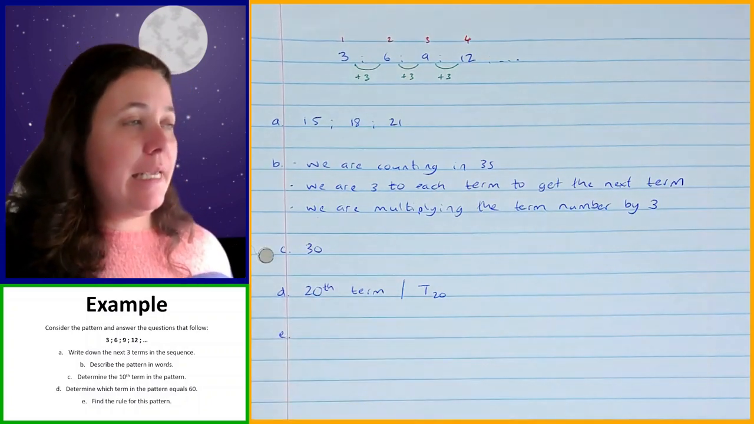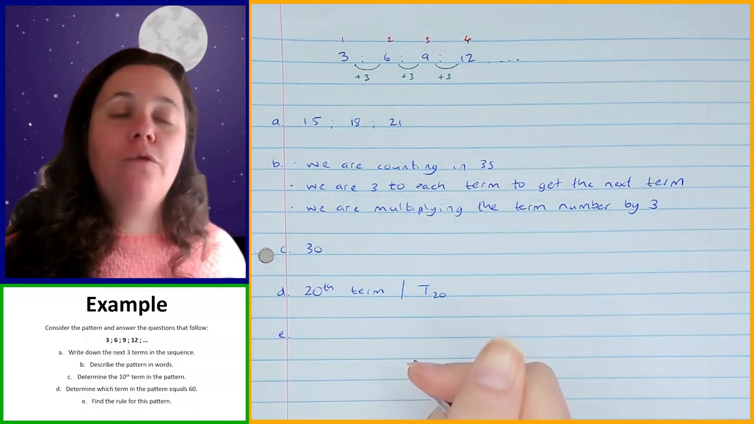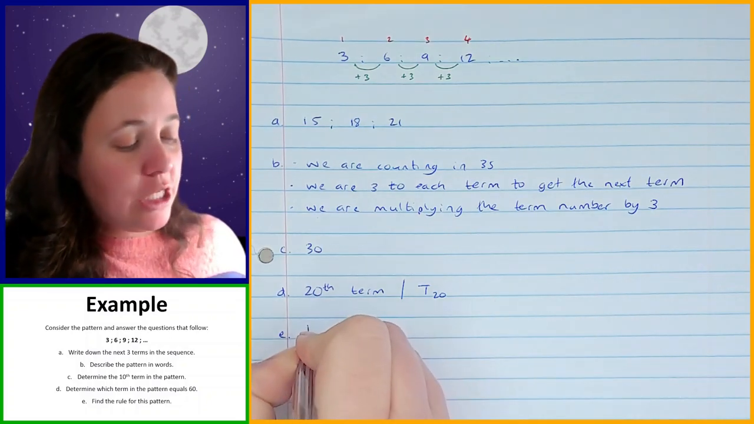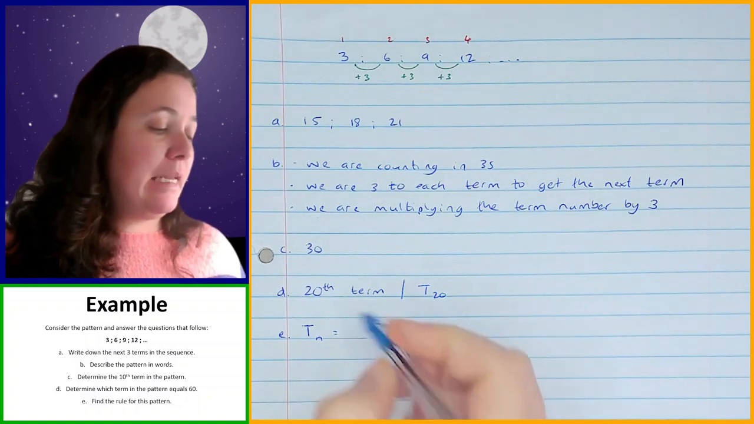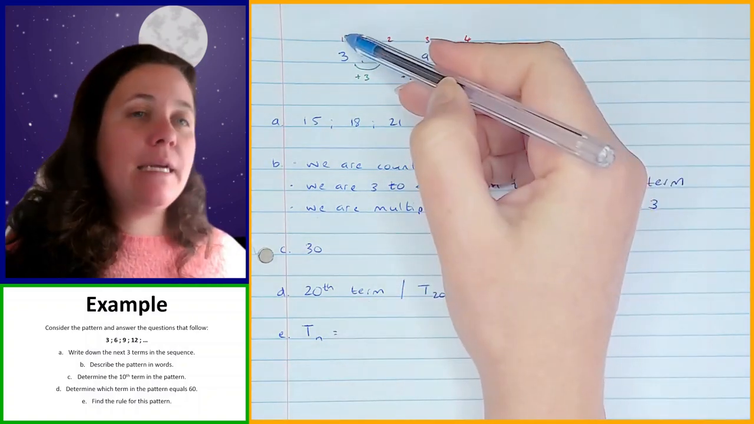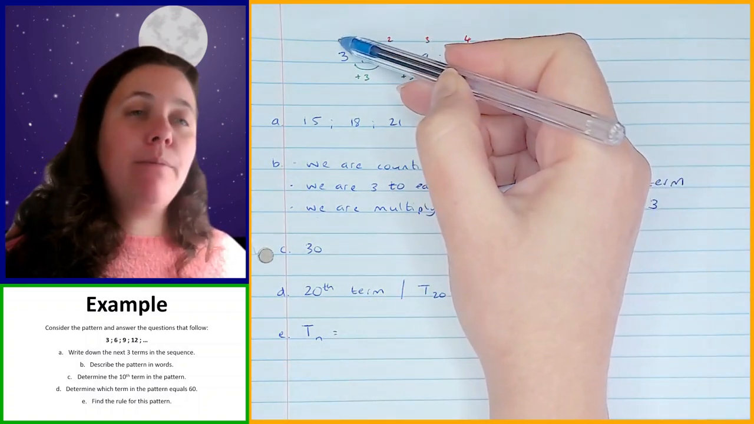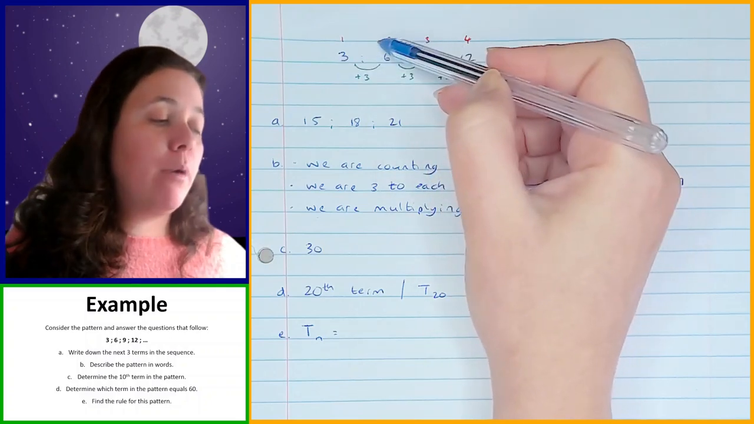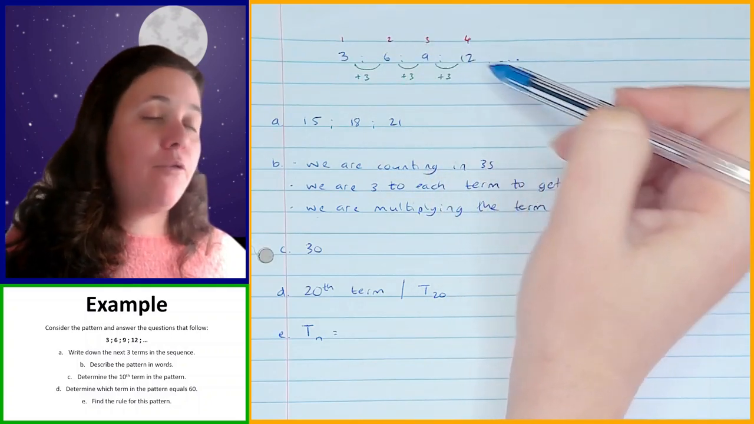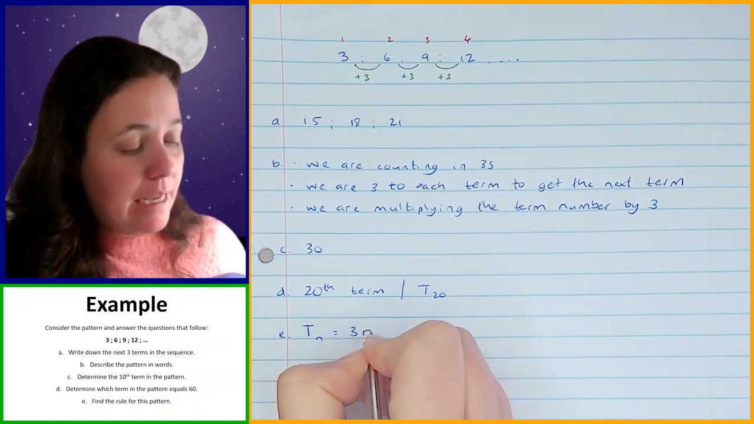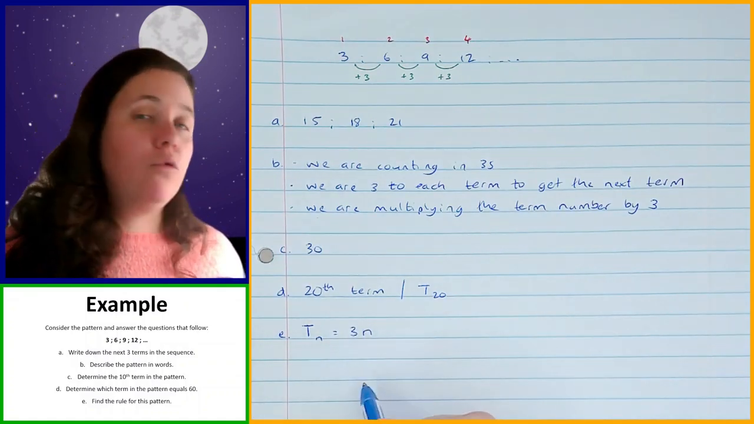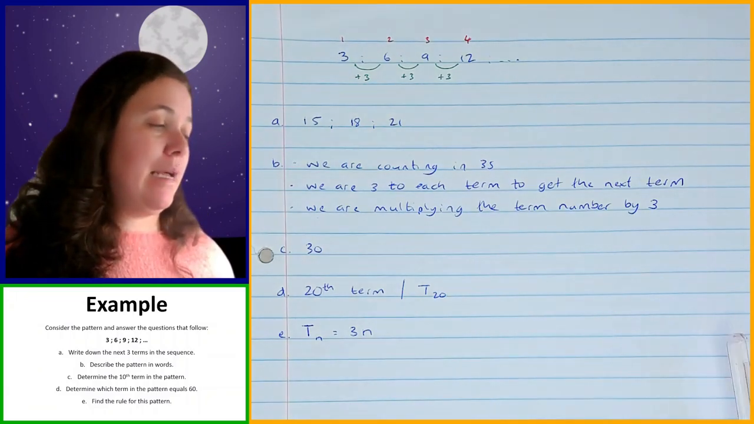And then question E, we need to find the rule for this pattern. The rule is always going to be Tn equals something. In this case, Tn is equal to what we are doing each time to the term number to get the term value. We are multiplying by 3 every single time, so 3 times n, or 3n. That is what my rule should look like: Tn is equal to 3n.